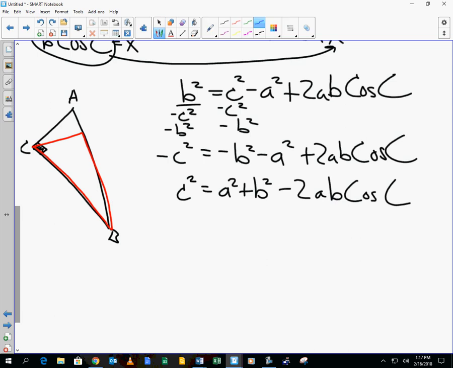What if I make the angle slightly larger? Tell me this. If the angle is slightly larger, is it bigger than 90 or smaller than 90? First quadrant, second quadrant. Is cosine positive or negative in the second quadrant? Negative. So when you do this, you subtract off a negative, which is adding, and you become a larger length. So this is just the Pythagorean theorem modified. That's all it is.